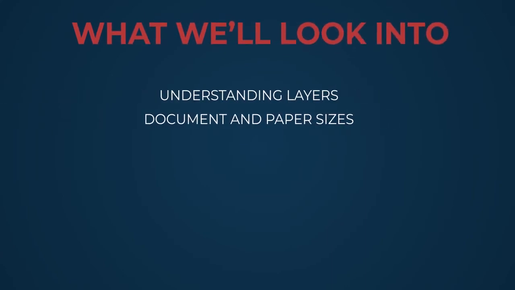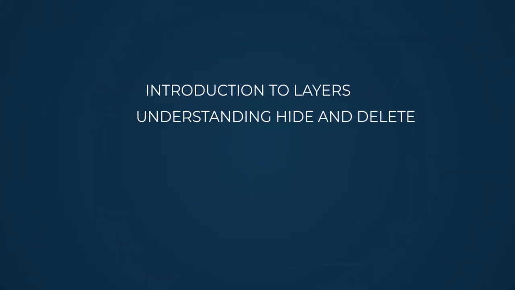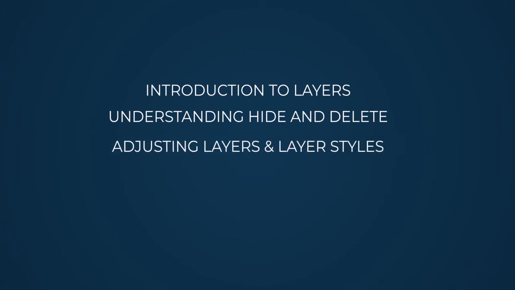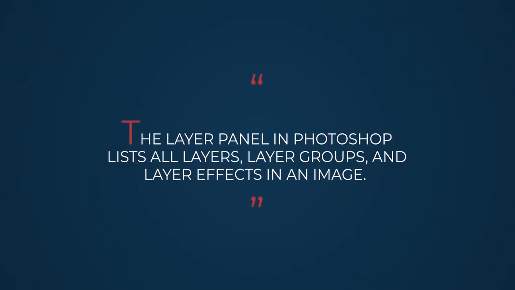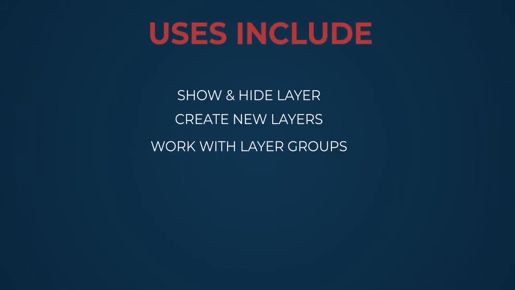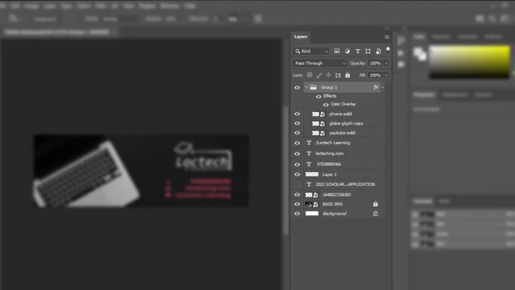So we'll be looking at understanding layers and document and paper sizes. Number one is an introduction to layers, understanding hide and delete, adjustment layers and layer style, and an introduction to document sizes and choosing resolutions. The layer panel in Photoshop lists all layers, layer groups, and layer effects in an image. You can use the layer panel to show and hide layers, create a new layer, and work with groups of layers. You can access additional commands and options in the layer panel.